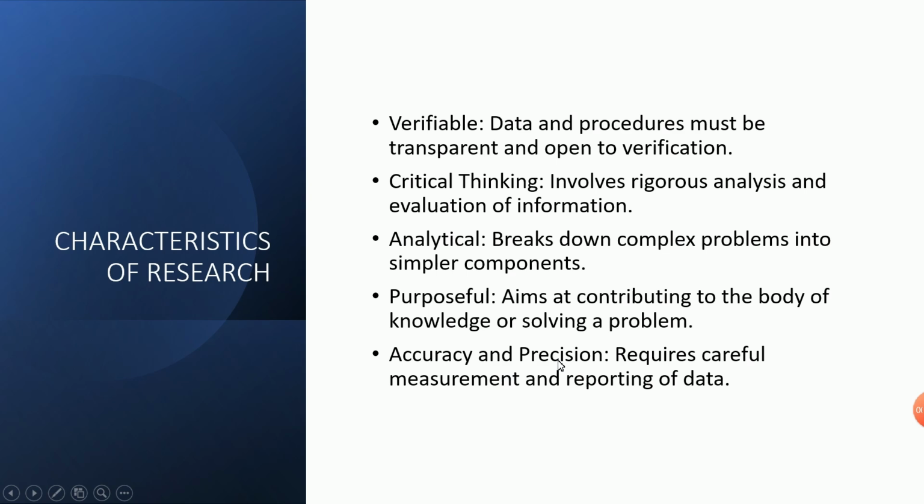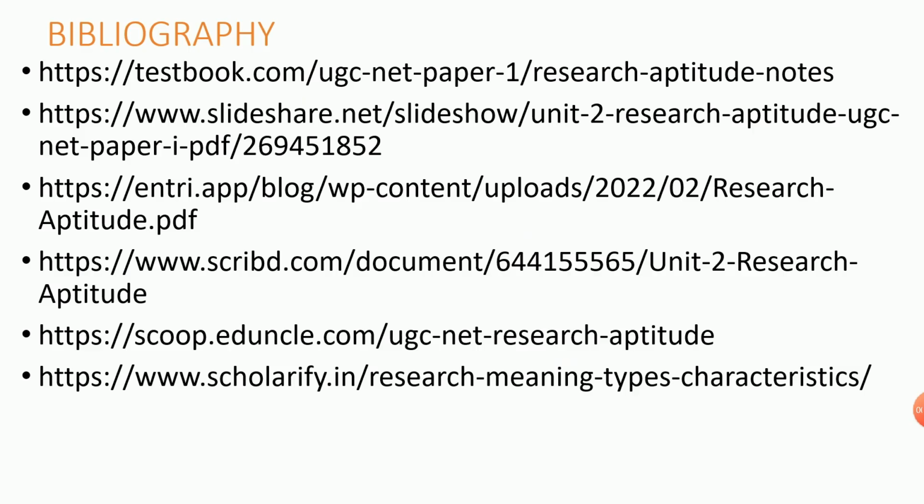Then lastly, accuracy and precision. This requires careful measurement and reporting of data. We have to have a very keen and observing capacity to acquire a particular set of data without any mishap or any bias. So these are the characteristics of research. So these are the bibliographies. So that's all.